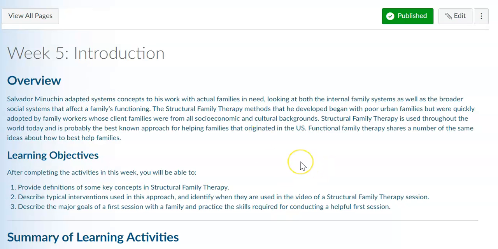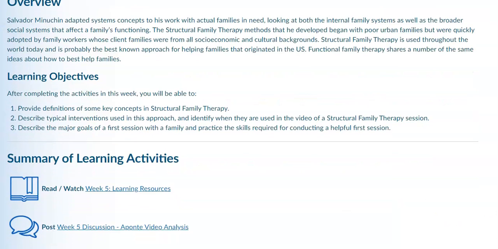The learning objectives for this week are as follows: to provide definitions of some key concepts in structural family therapy, to describe typical interventions used in this approach and identify when they are used in the video of a structural family therapy session, describe the major goals of a first session with a family, and practice the skills required for conducting a helpful first session.